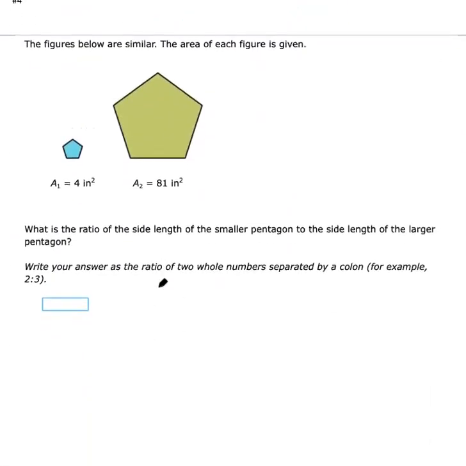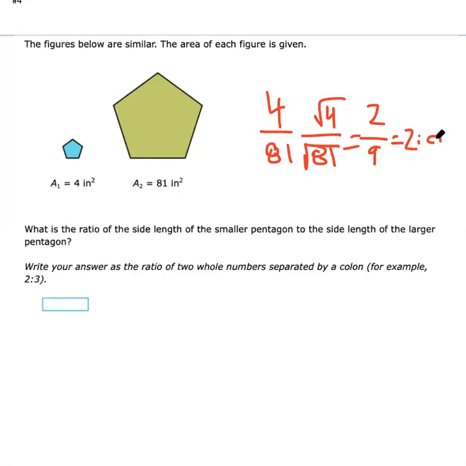All right, this next one right here, the figures below are similar. What is the ratio of the side lengths of the smaller pentagon to the side length of the larger pentagon? All right, so let's take a look at them. So this is going to be 4 over 81. Now we're going to take the square root of 4 and the square root of 81, and that should give us 2 and 9. So our ratio is going to be 2 to 9.